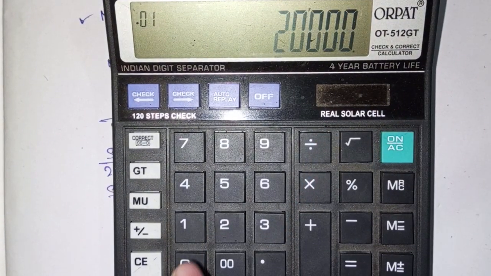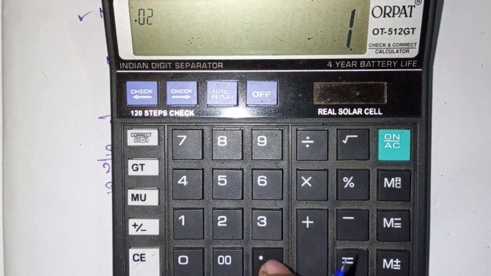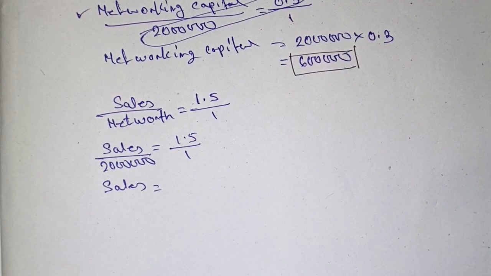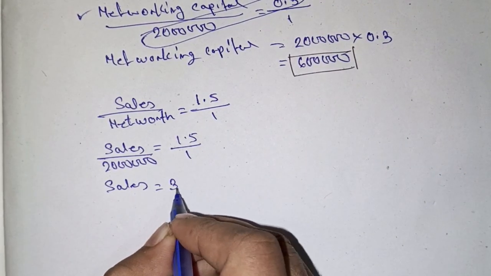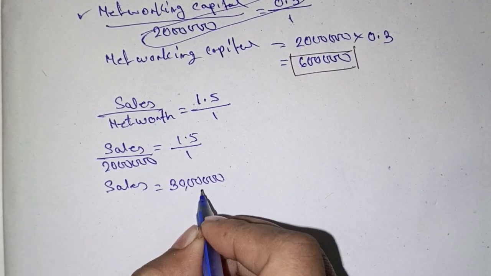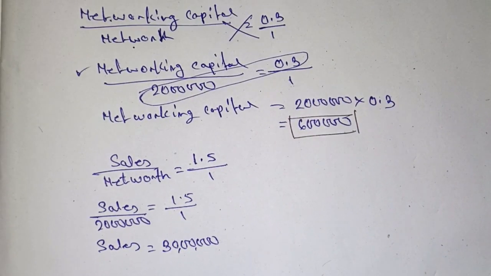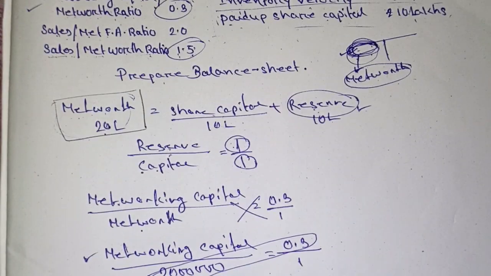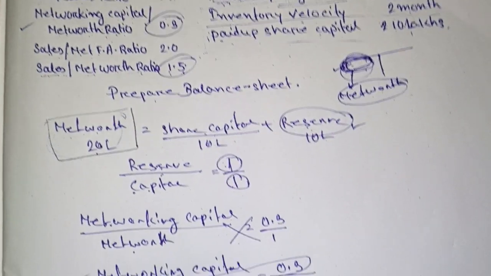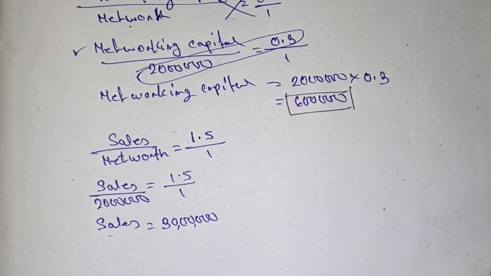Okay, 20 lakh multiplied by 1.5, and this is 30 lakhs. So our sales is 30 lakhs. So we have already found our sales value.